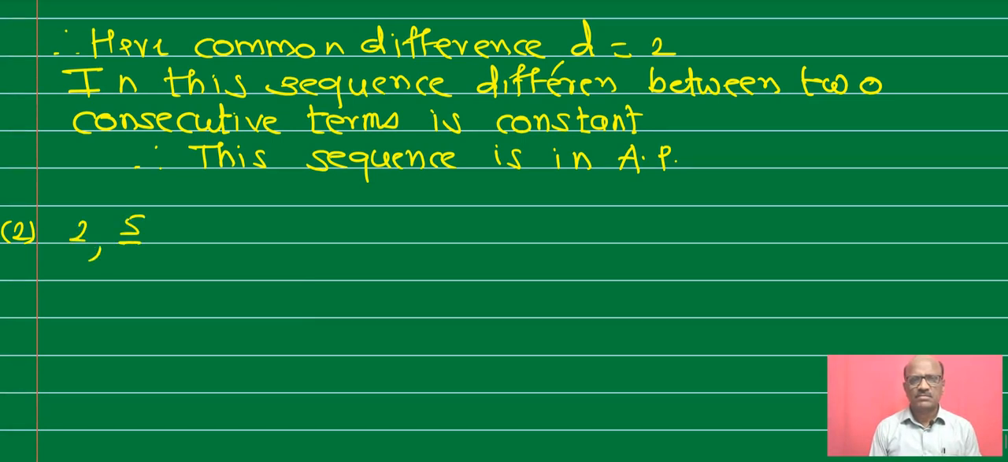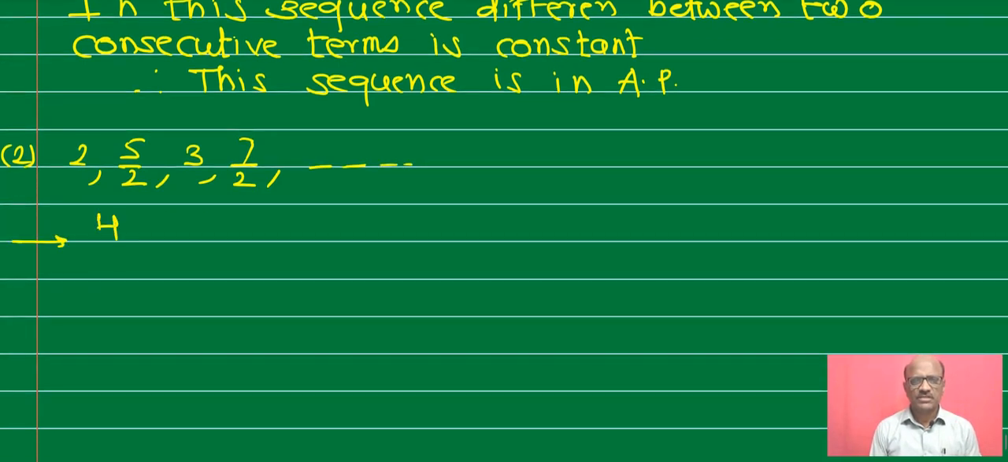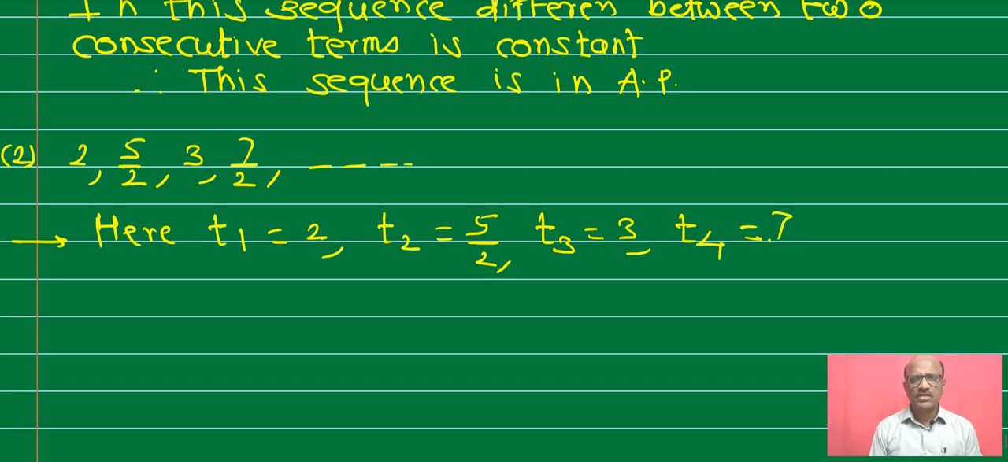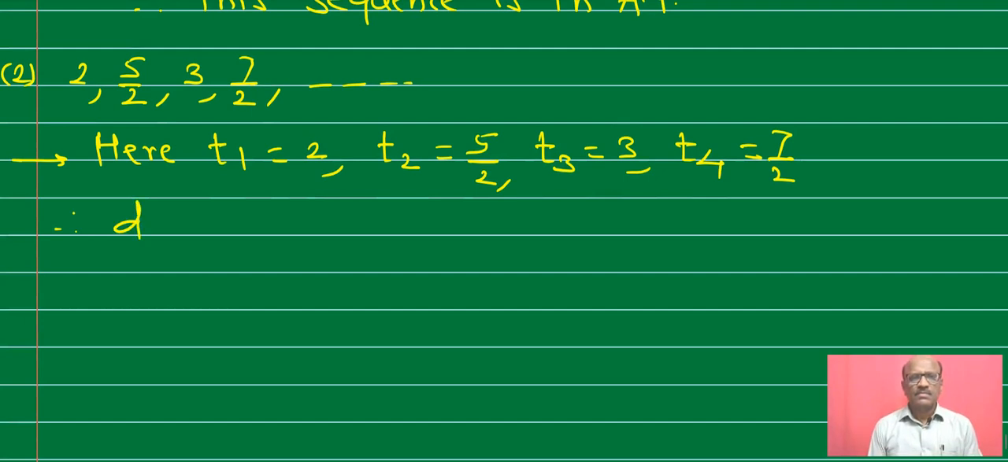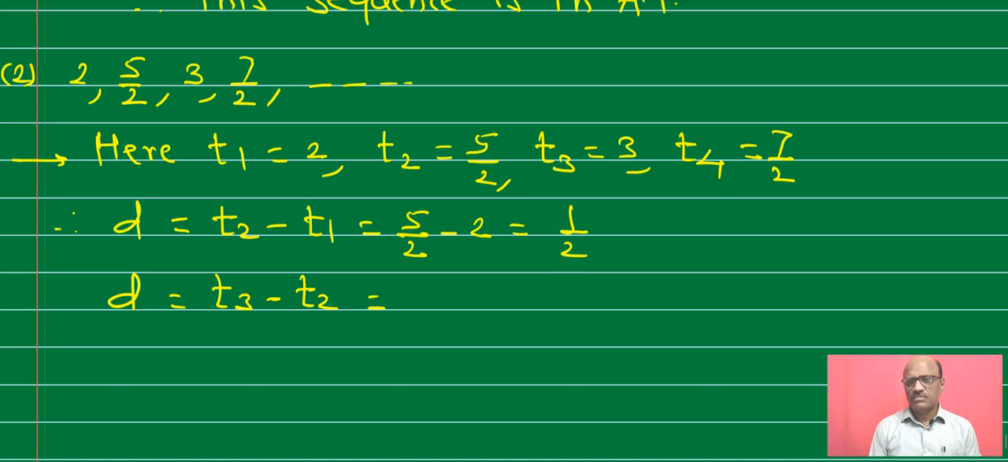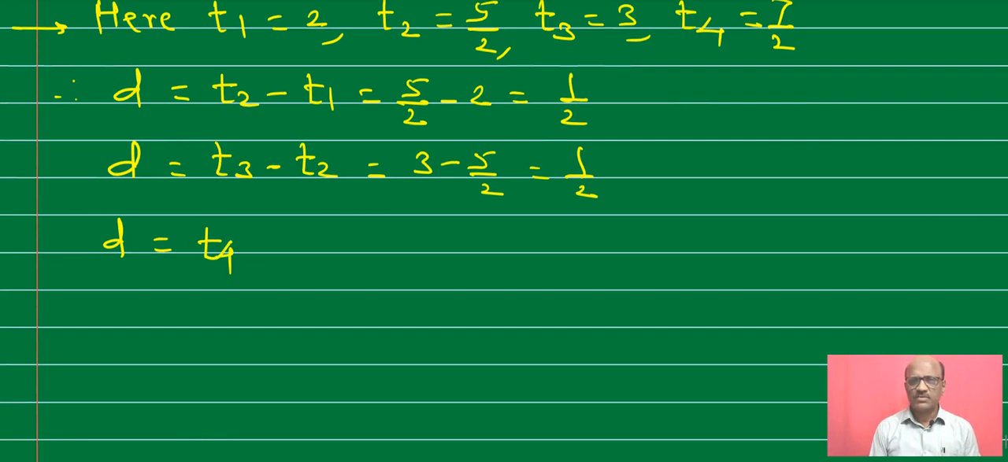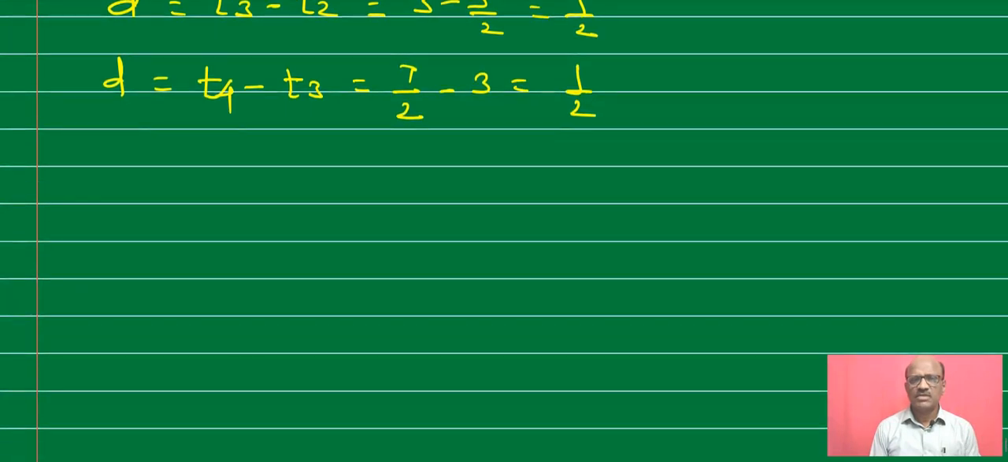Second, 2, 5 by 2, 3, 7 by 2, and so on. Here T1 is 2, T2 is 5 by 2, T3 is 3, T4 is 7 by 2. Now D is equal to T2 minus T1, that means 5 by 2 minus 2, that is 1 upon 2. T3 minus T2, 3 minus 5 by 2, that is 1 upon 2. T4 minus T3, 7 by 2 minus 3, again it is 1 upon 2.